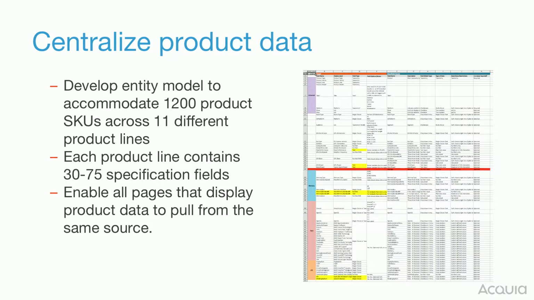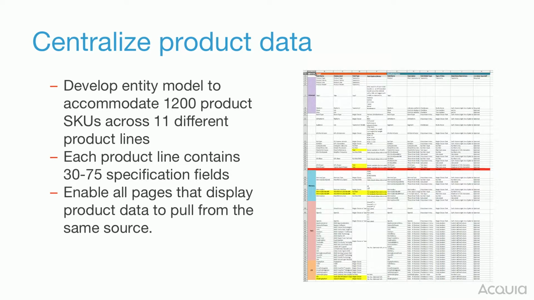Product data. Okay, so to go into a little bit more detail about those product specifications. Our source data, we have somewhere around 1,200 different product SKUs total. And those are divided across about 10 or 11 different product types, right? And each product type is a separate set of fields that can be anywhere from 30 fields to some have 70 or 80 fields total, right?